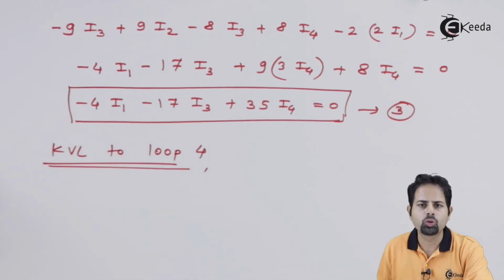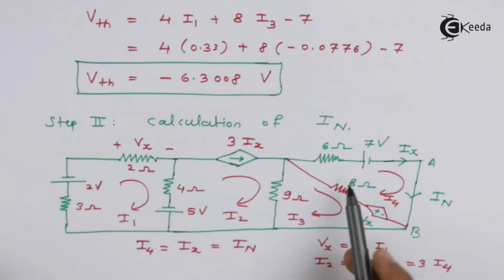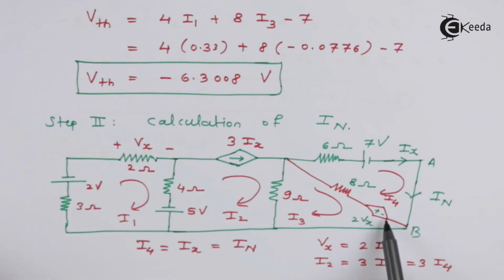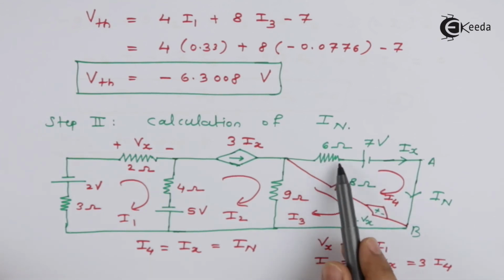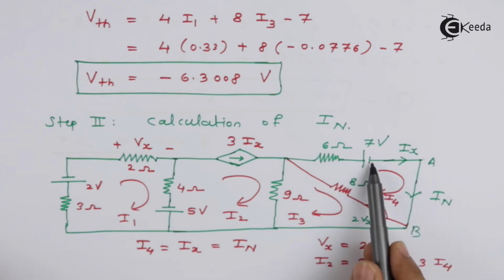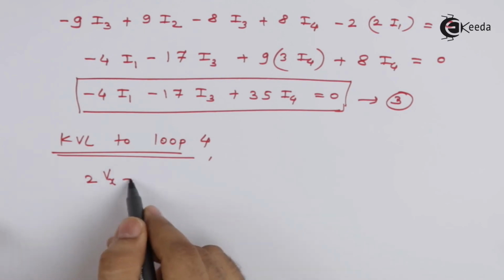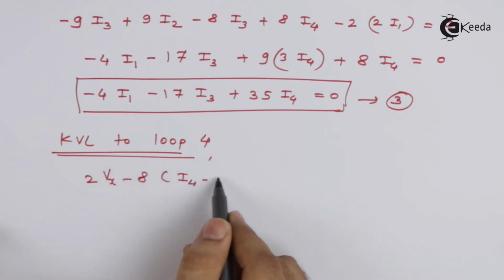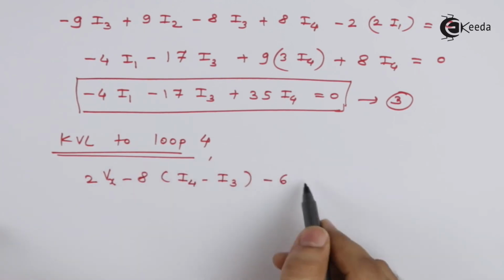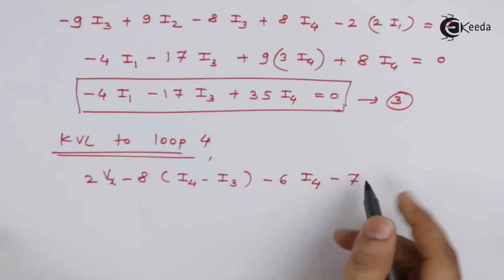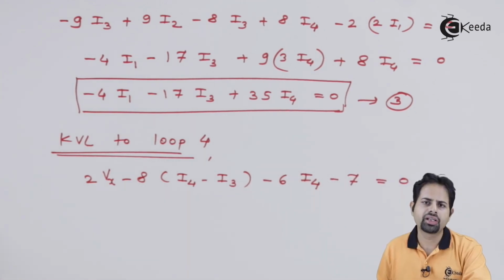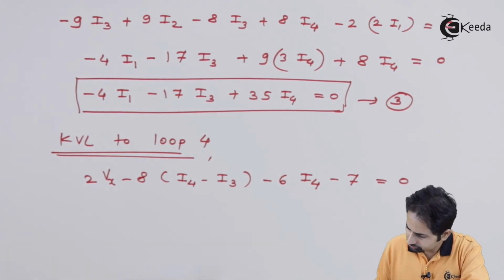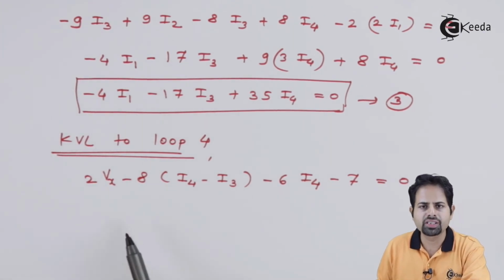So by applying KVL to loop number 4, what we get, you can see here, if we start from this voltage source, it will be plus 2 Vx, then minus 8 into I4 minus I3, then minus 6 into I4 minus 7 volt equal to 0. Now we'll again rearrange this equation. Also we know that Vx is 2 times I1.